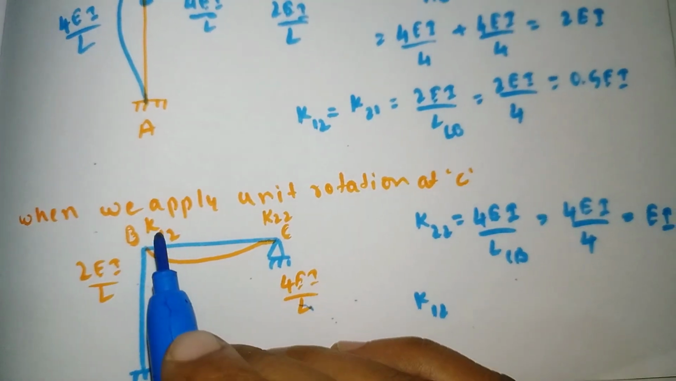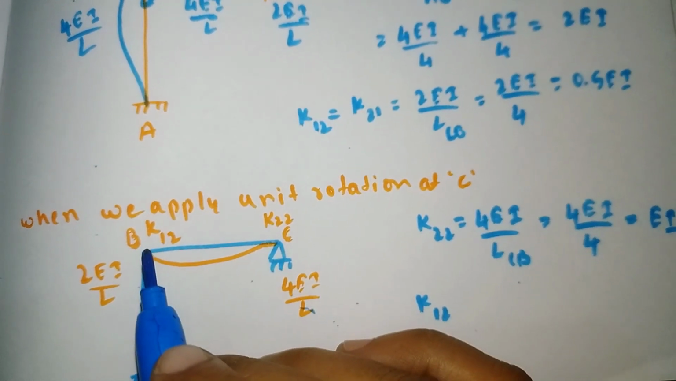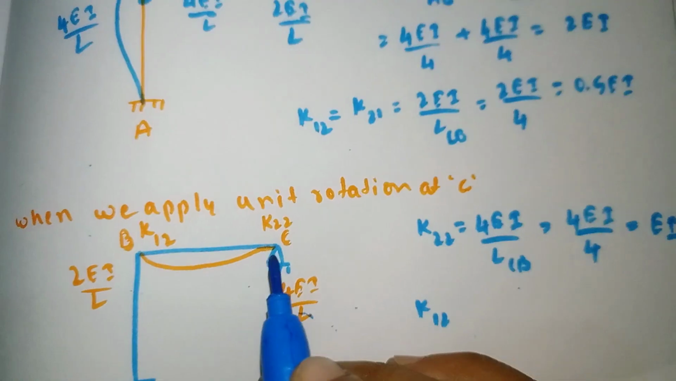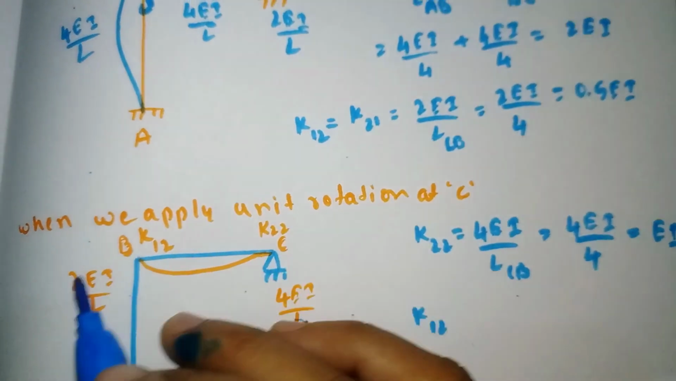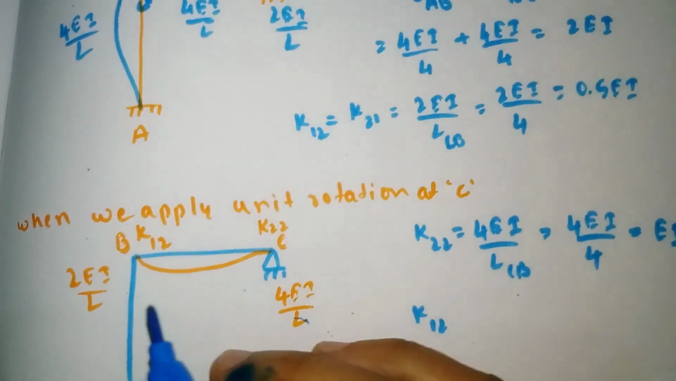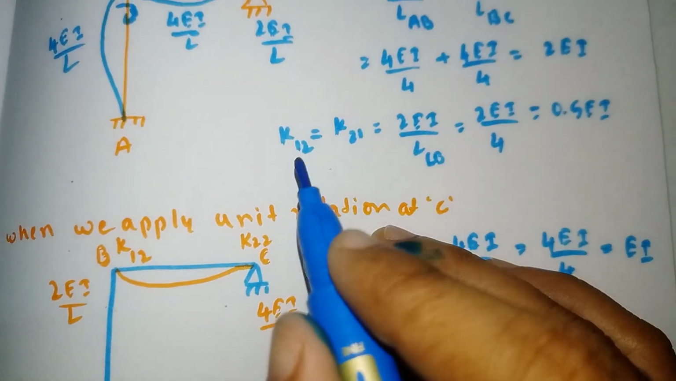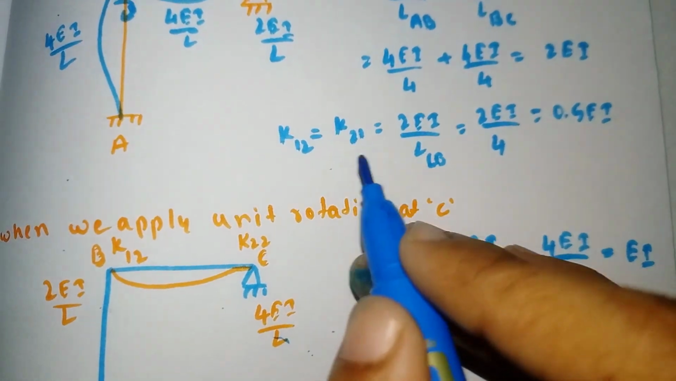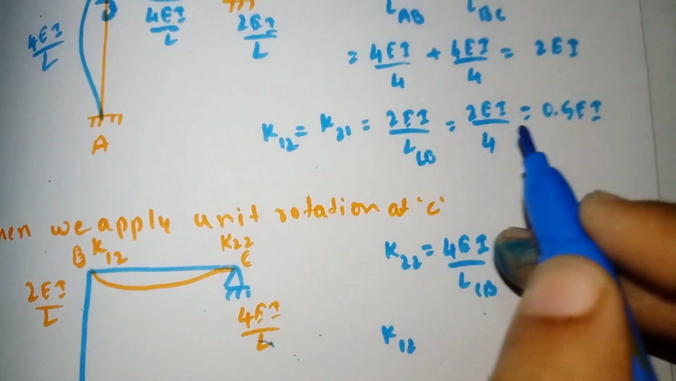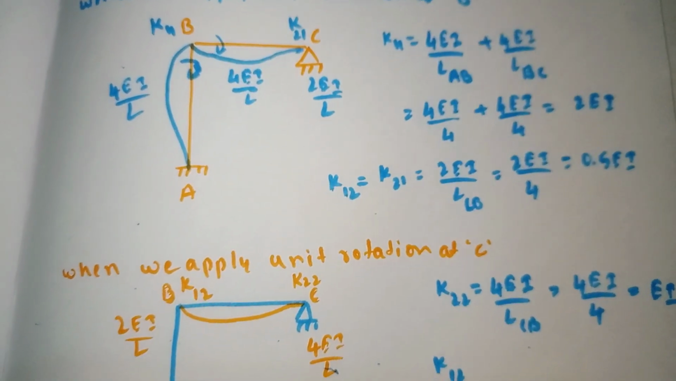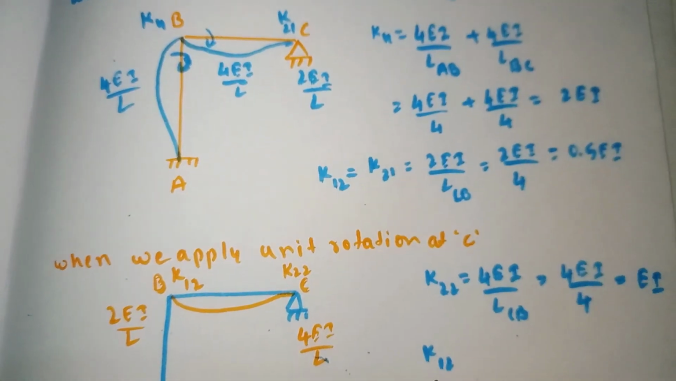And similarly our K12 is nothing but the force developed at coordinate number 1 due to the unit rotation applied at coordinate number 2. So it is 2EI divided by L, where L is the length of span CB. Its value also comes the same as K21. K12 is equal to K21, so it will come out as 0.5 EI. This is how we need to find the coefficients of the stiffness matrix.